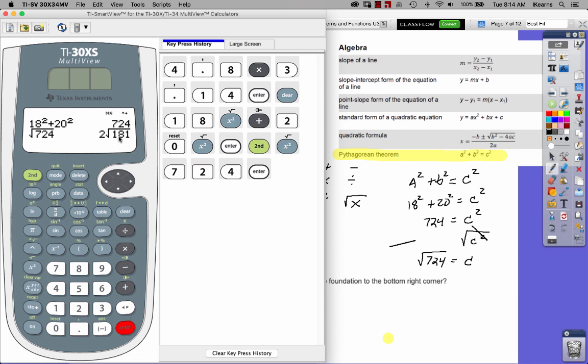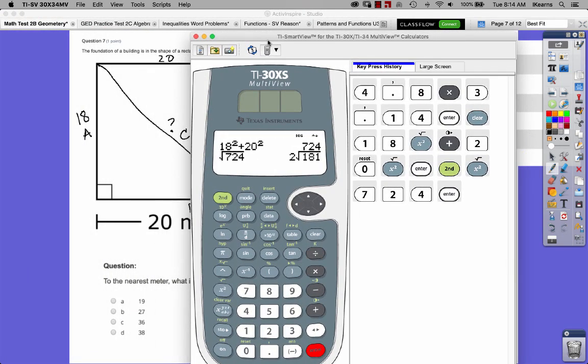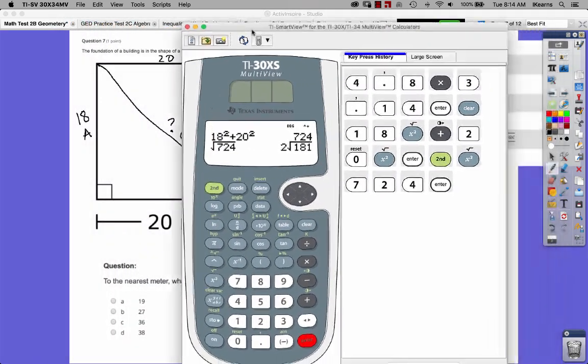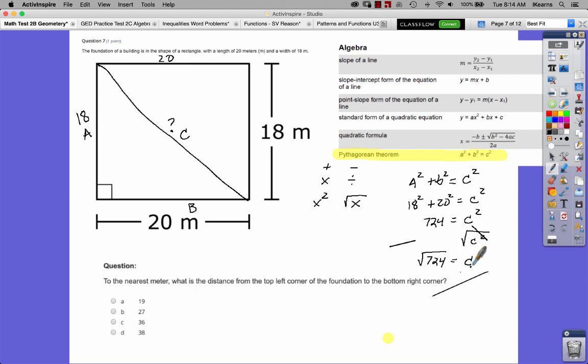Often students are confused because that isn't an answer choice. If we quickly peek at the answers again, we have whole numbers as answer choices. It does say to the nearest meter. So if we hit this double arrow button, it converts into a decimal, and we get 26.90, which we can see is B, 27.